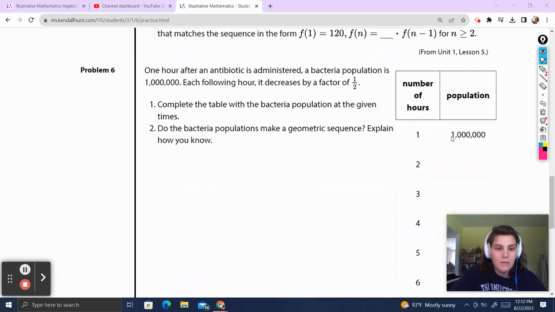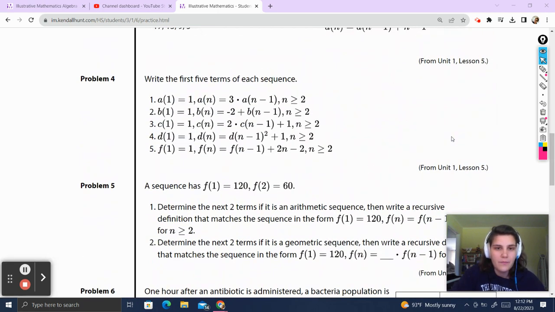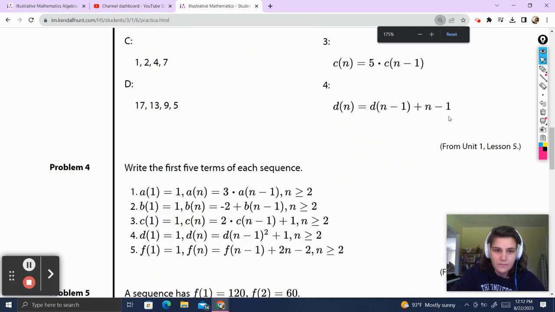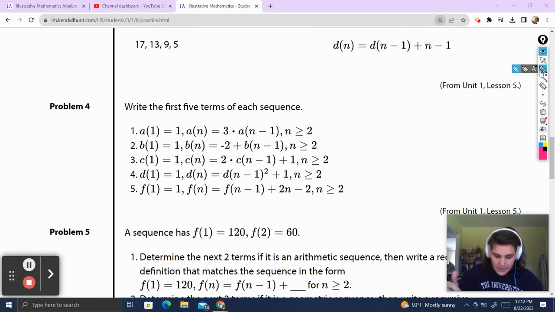All right, problem number 4. We only have 6 problems here. Write the first 5 terms of each sequence. All right, let's get started. Now, based on the last lesson, our intuition about this should be getting a little bit better. So hopefully this becomes easier for us.